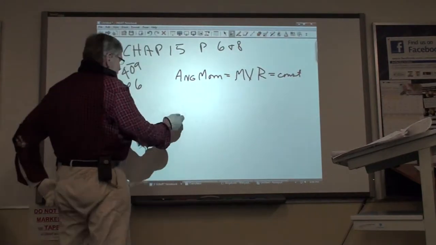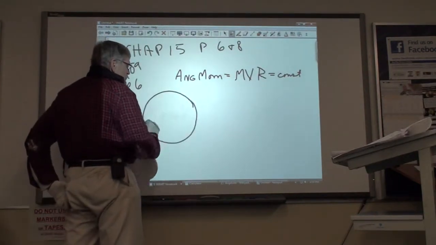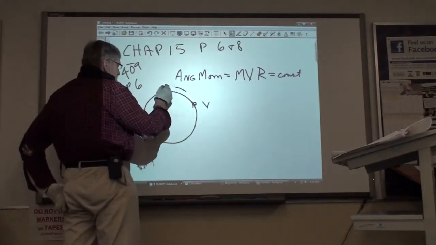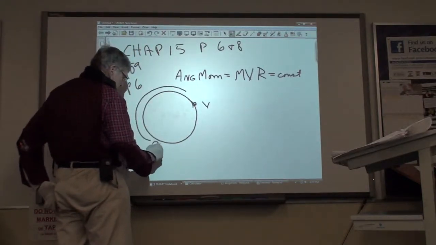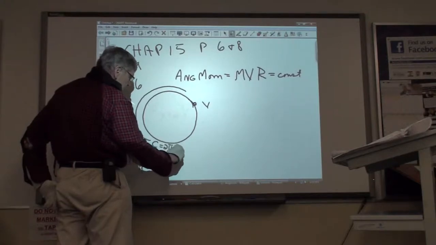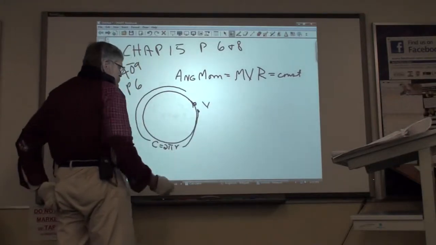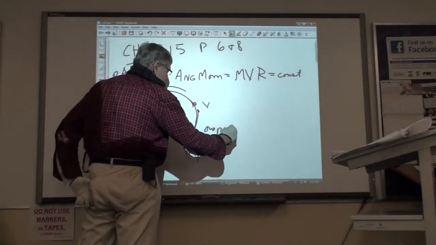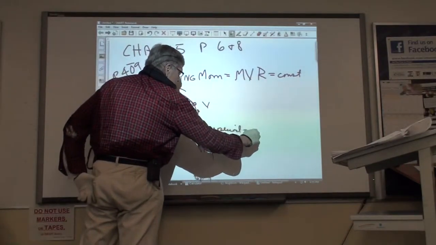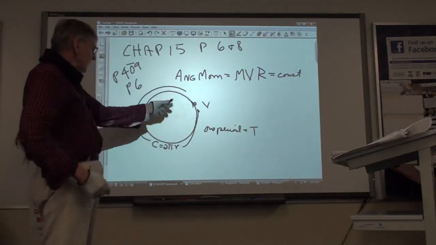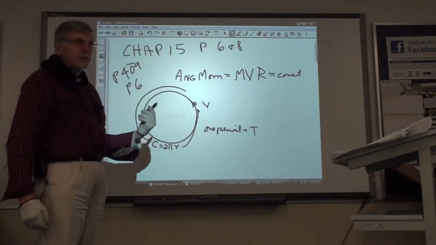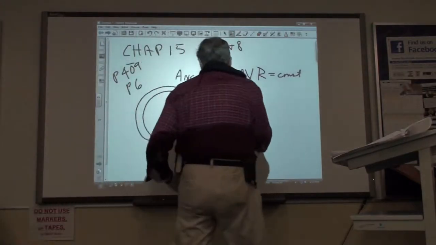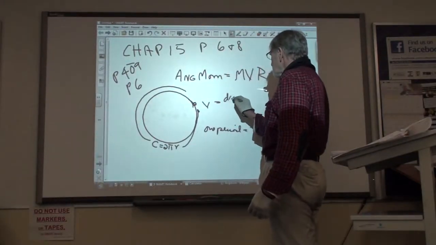So let's examine motion in a circle. If an object is going around a circle at a velocity v, then the distance that it goes around the circle is the circumference. That's equal to 2 pi r, as you know from geometry. And the amount of time that it takes to go around once is 1 period, which we'll call by the letter T. The distance that it goes is 2 pi r. Now, velocity is always distance over time.